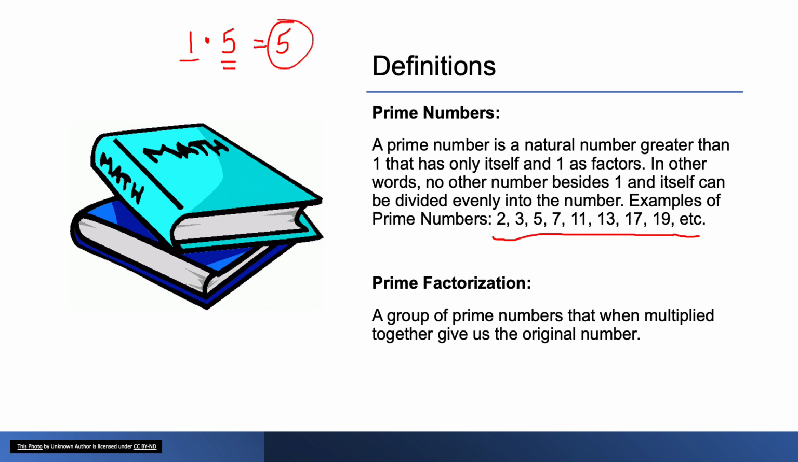The next definition is prime factorization. Prime factorization is a group of prime numbers that when multiplied together give us the original number. We're going to look at some examples where we're going to take a number and factor it into a set of prime numbers.